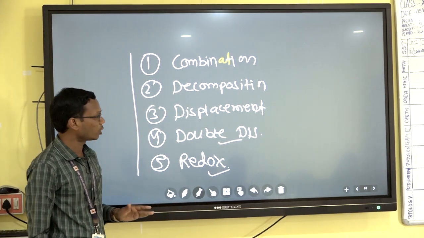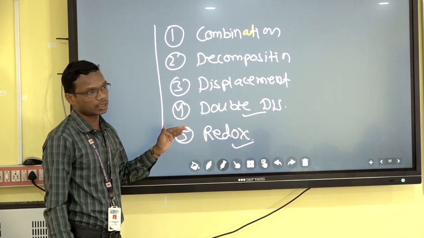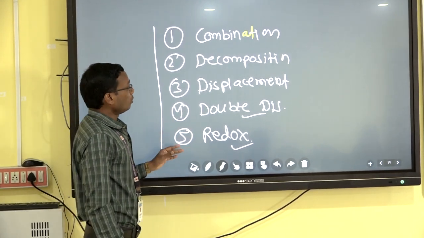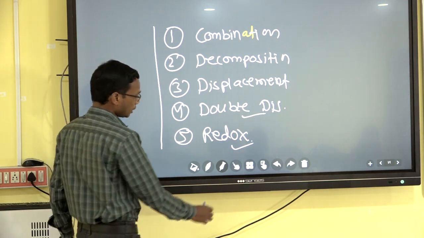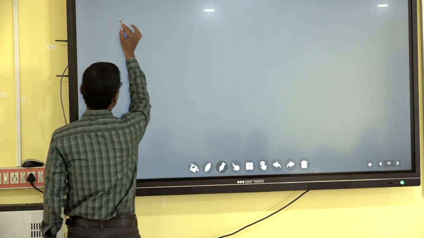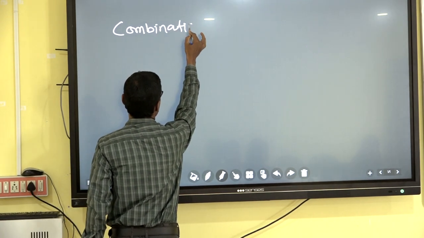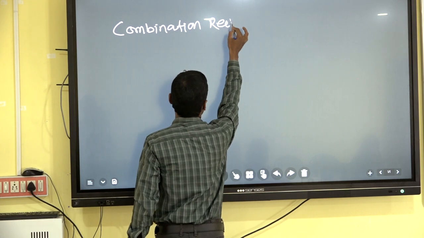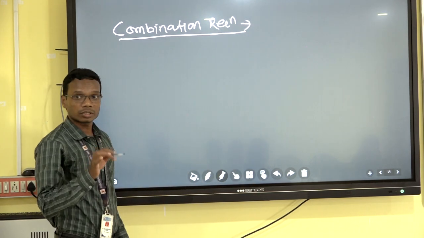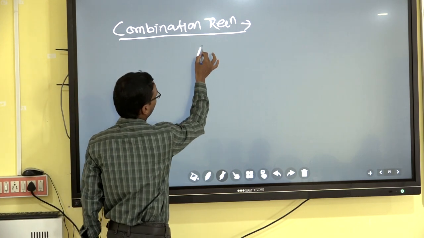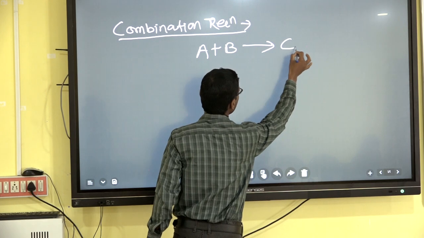Okay, this is very important. One by one we will discuss in a single class. So now in this period we have to learn what is combination reaction. What is combination reaction? Combination reaction is the type where A plus B combine to form a single product C.